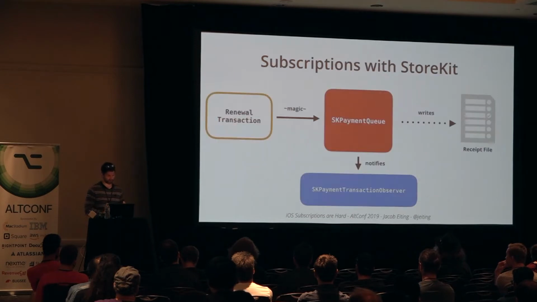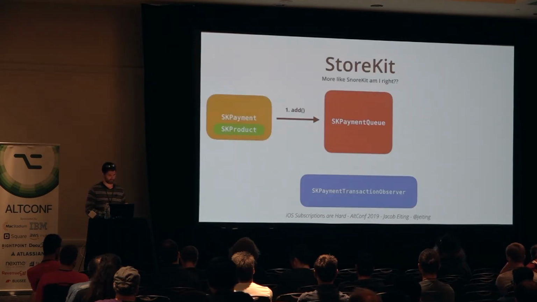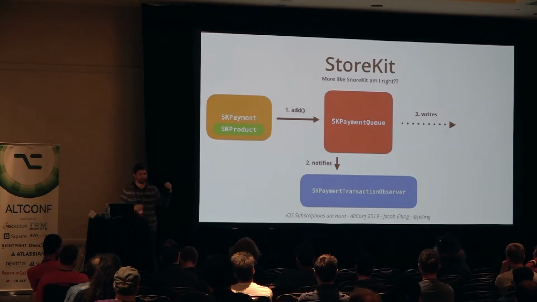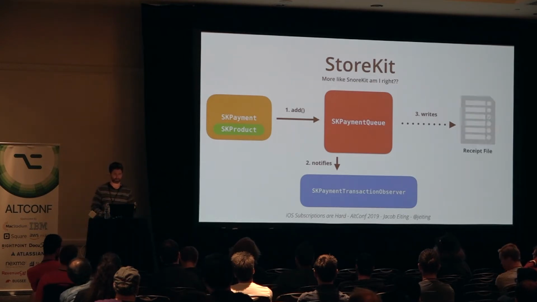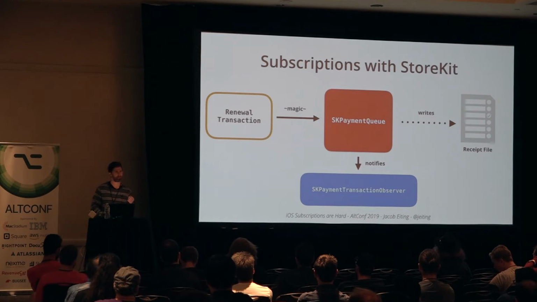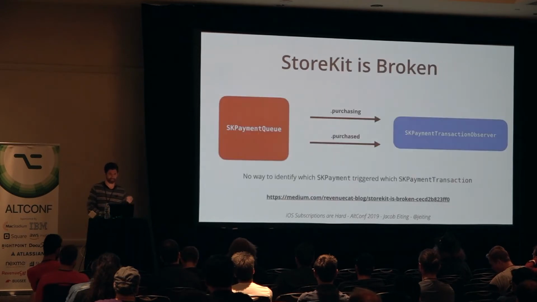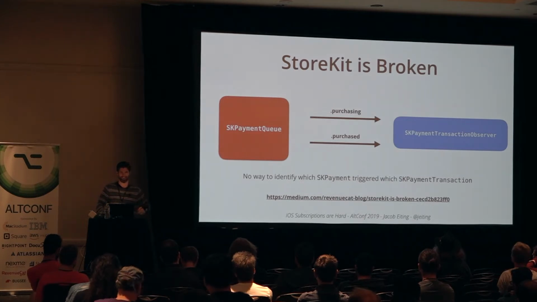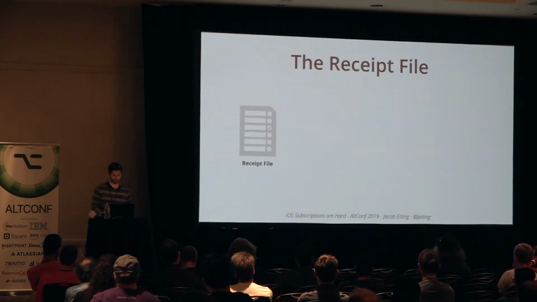There really needs to be, when you add a payment to the queue, they need to give you an ID and then use that ID later. I don't know if anybody in this room can help me with that, but I have a blog post about it, and there's a radar. So that's going to be a theme for this talk, is things I find wrong, and then the radar that goes with them. Okay, so the receipt file.